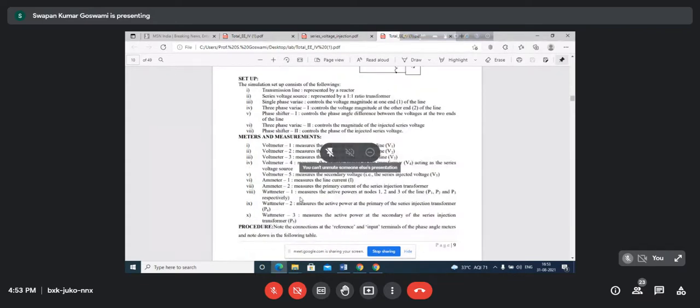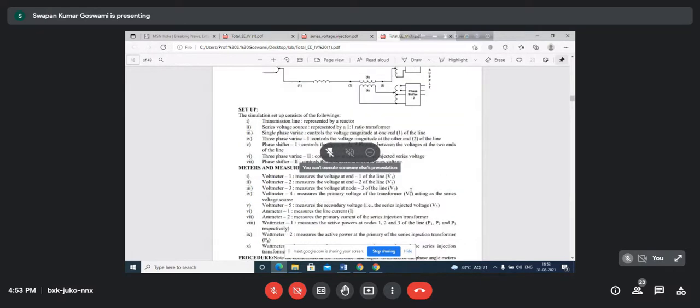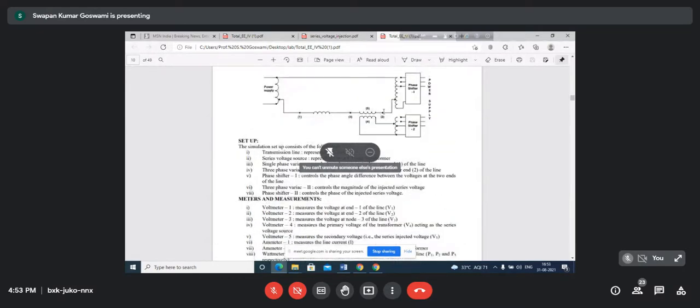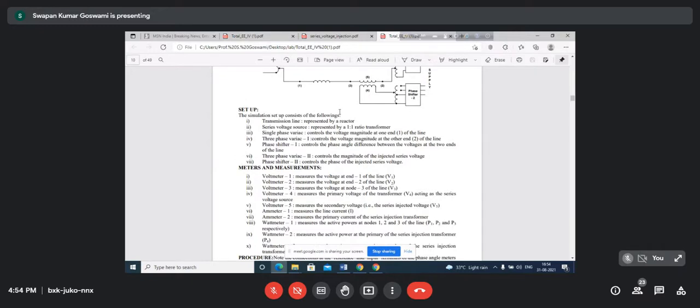Sorry, there are wattmeters, not voltmeters. Wattmeter 1 measures the active power at nodes 1, 2, 3 of the line, P1, P2, P3. This will be measured with the same wattmeter, because the common point is here and the same current flows through the line. So the current coil will be connected in series with the line, and the potential coil will be connected between this end and this end to measure this power, and so on. One end of the voltage coil will be connected here, another end here. So these three powers are measured with a single wattmeter, wattmeter number 1.